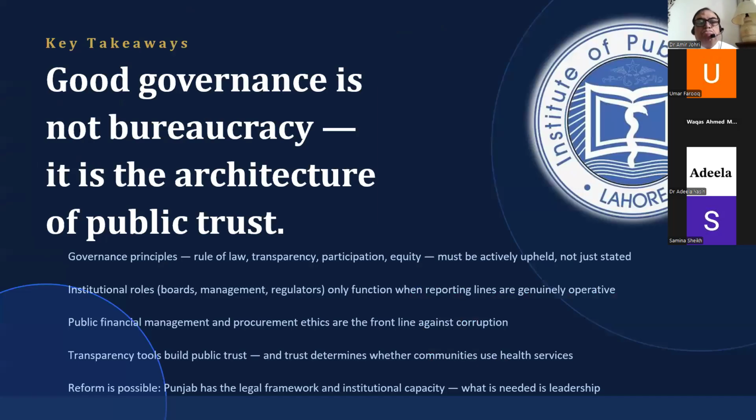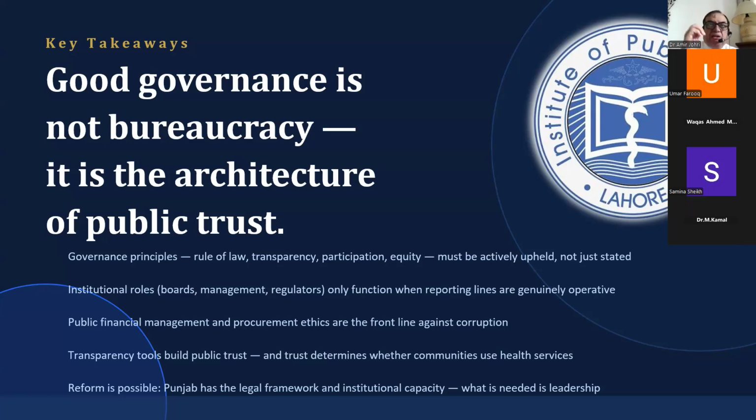And lastly, the key takeaways. This is the last slide I have. If you see, good governance is not bureaucracy. Bureaucracy is easy to do as an administrator. Yes, no, do this, throw it, this. Governance is the architecture, or it is like an architect. You build public trust. This is the difference. How do you get better governance, good governance?